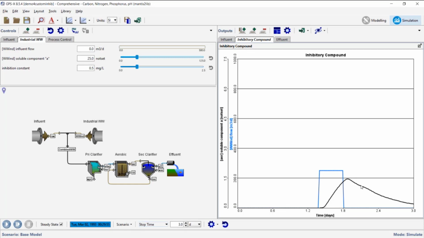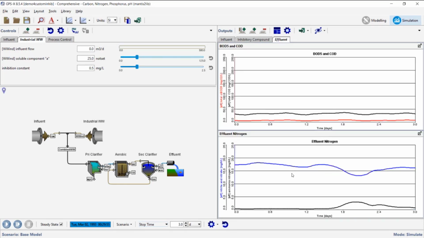It's this number that the inhibition is going to be based on. So let's take a look at what happened in the effluent. We can see that when the concentration of that component was high, so was the ammonia. It slowed down the AOB growth, because that was at a concentration high enough to have an effect. In fact, I used an inhibition constant of 0.5, and it did get as high as 3 here in the ammonia. So that means that it did have an effect.